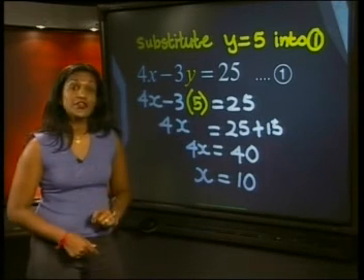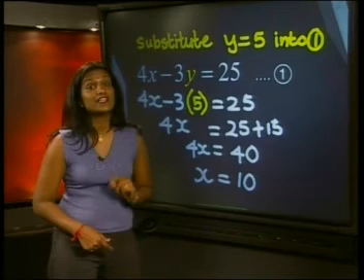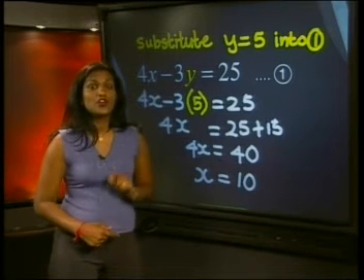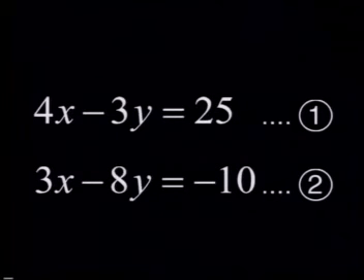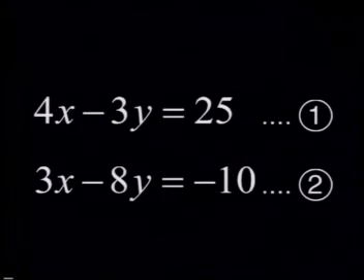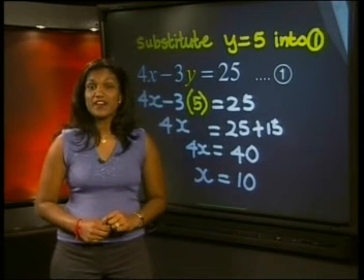Now, which method do you think was easier for this set of simultaneous equations? I think the elimination was easier. Remember what we learned in this example. If none of the coefficients are 1 or minus 1 in any of our equations, then the elimination method may be a better option than substitution. Do you feel confident to do another example?